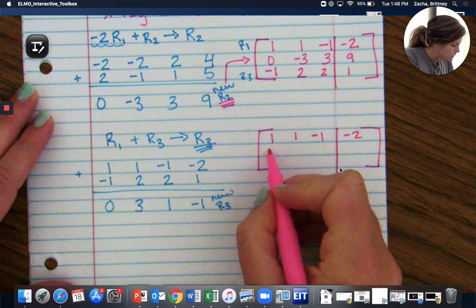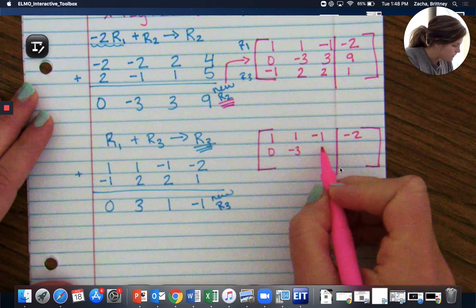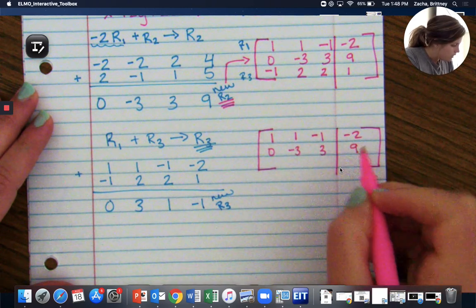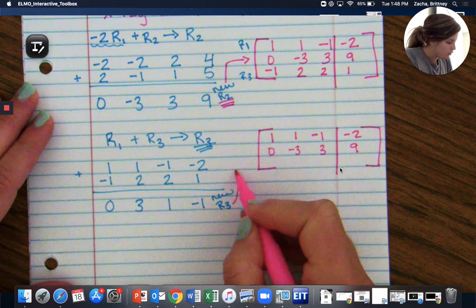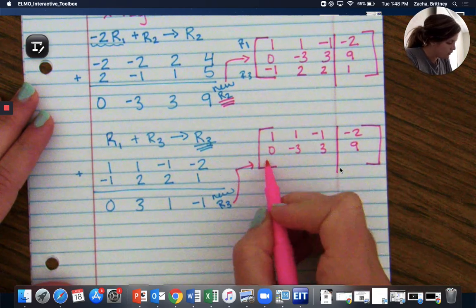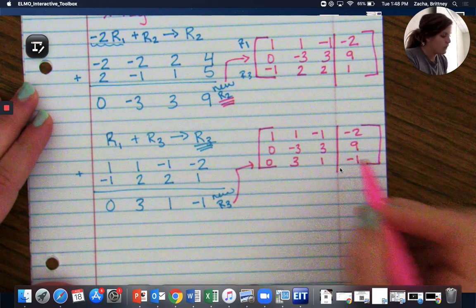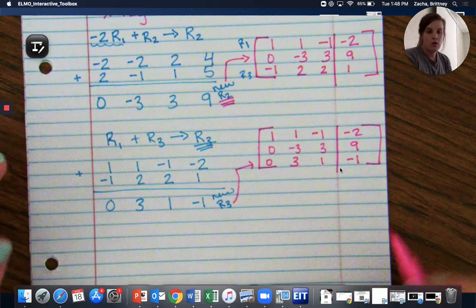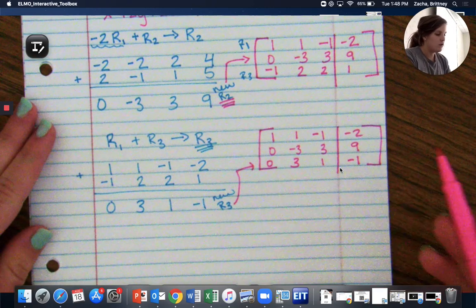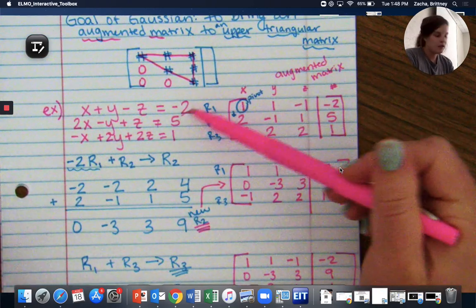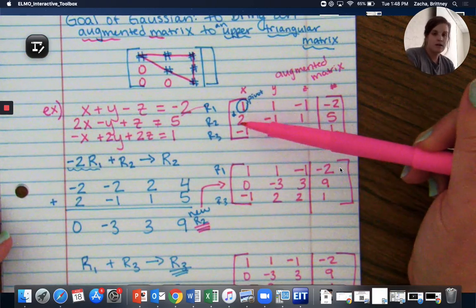Row 2 stays the same. And see, that's wrong. New row 3 goes there. So 0, 3, 1, negative 1. Okay, so once we have that part of the matrix, notice everything beneath this pivot is now 0.